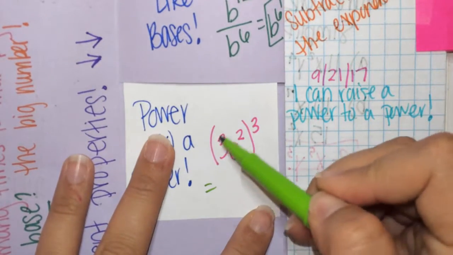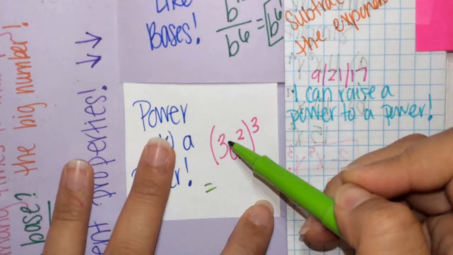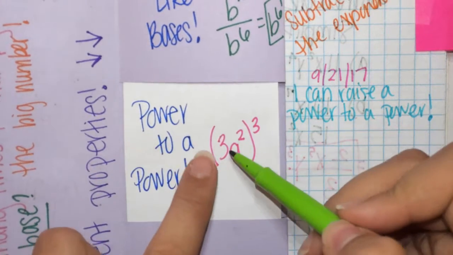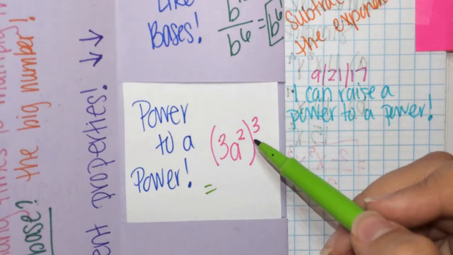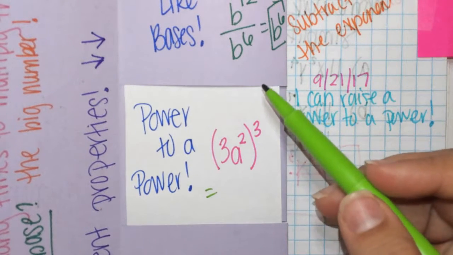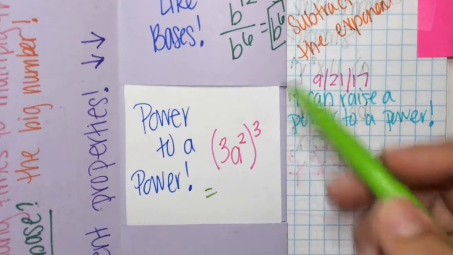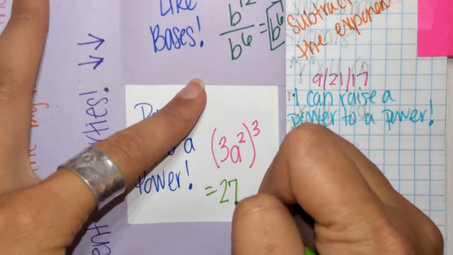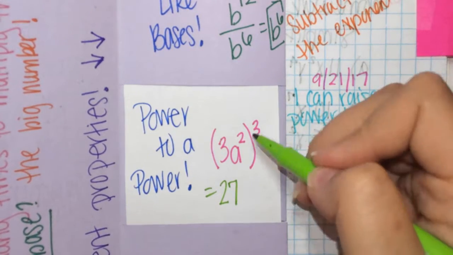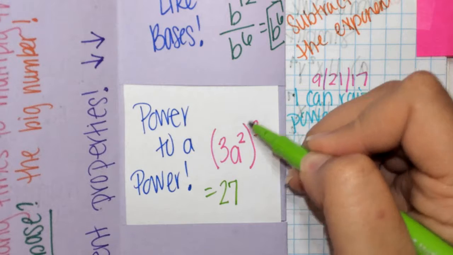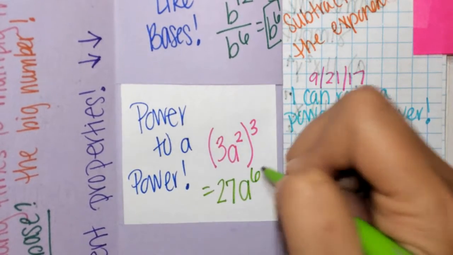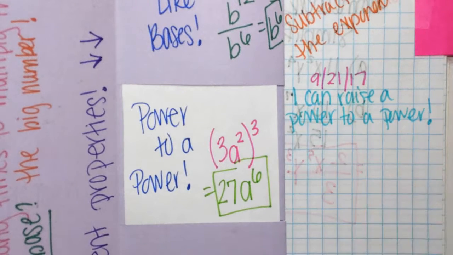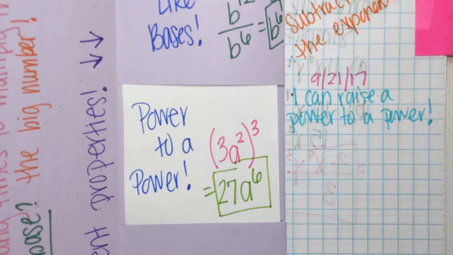Now, this number right here, this is a base. That's not an exponent. So you do 3 cubed, which is 3 times 3 times 3. So what's 3 times 3 times 3? 27. Yes. Then you take this 2. When you raise a power to a power, you multiply. So 2 times 3 is? We should be faster than that. 2 times 3 is? Fantastic.